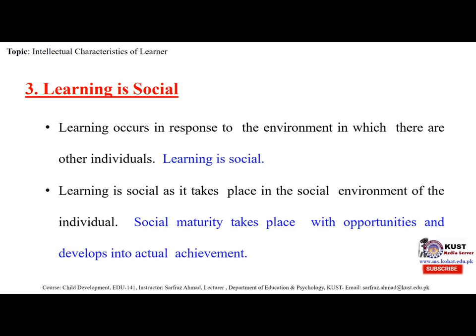Social maturity takes place with the opportunity and develops into actual achievements. Now in the classrooms, although the students belong to different areas and different family backgrounds or educational backgrounds, in a classroom the students always have the same goal. If the students of psychology are sitting in the class, it means their goal is to get the degree of BS or MSc psychology. So same in the other disciplines, the students sitting in one class may have one goal. So they have one goal, but they have different factors which are faced by the students. So that's why we can say that learning is social.